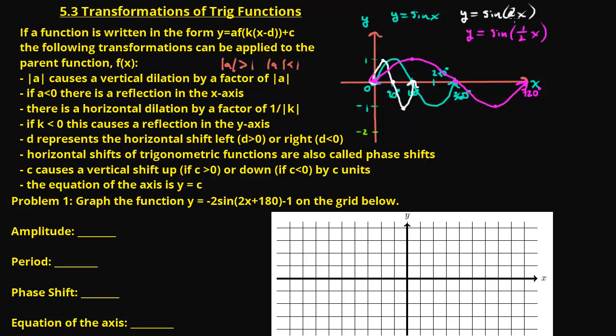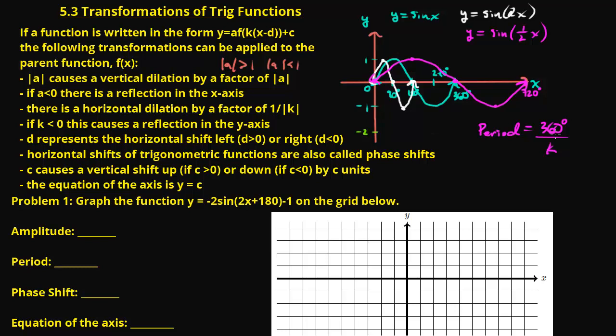And if you saw the relationship between period and the k coefficient, the period is going to be equivalent to 360 degrees divided by k. In both these cases, you can see that for y is equal to sine of 2x, the period was 360 divided by 2, which is 180 degrees. For y is equal to sine of 1/2 x, the period would be 360 degrees divided by 1/2, which is 720 degrees. So as a rule, the period is 360 degrees divided by k.